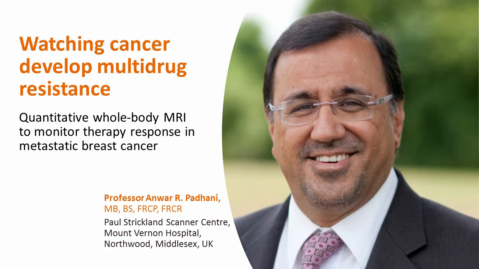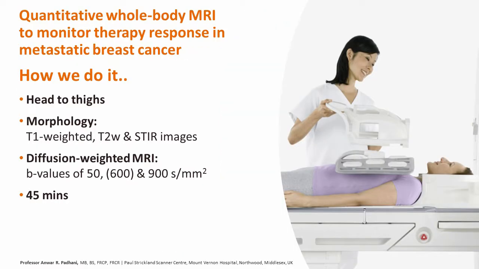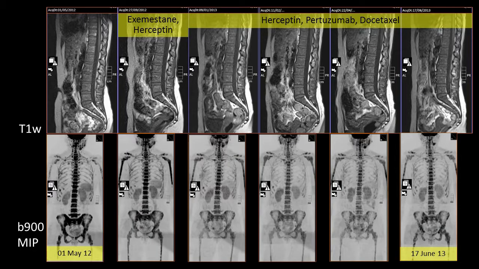We wanted to see if we could improve the response monitoring of metastatic breast cancer to the bones. Our experiment consists of doing a whole-body MRI scan with diffusion-weighted sequences. Take a look at this woman with diffuse metastatic breast cancer, in whom the T1-weighted images seem stable, but where we can see the changes occurring on the diffusion-weighted sequences.